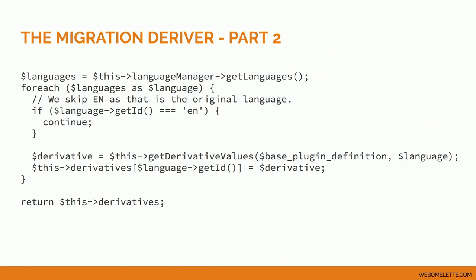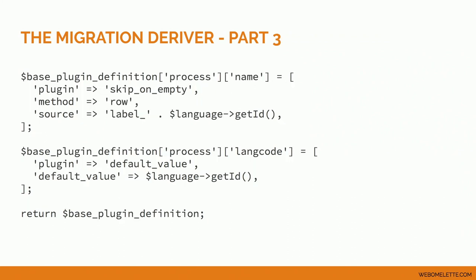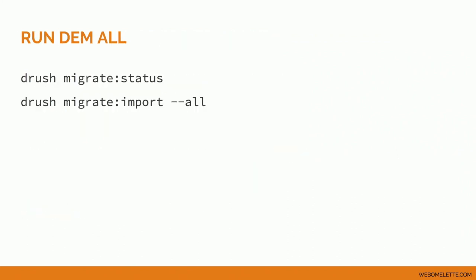So the derivative ID is made up of the main plugin ID, colon, the sub ID, the ID of the derivative. Now, if we add 5 more languages on the website, clear the cache and run the migrate status command, we will have 5 more instances of the same plugin. Even if we don't have the data in the CSV, we have the migrations. They will have no records, I think, but we will have the migrations.